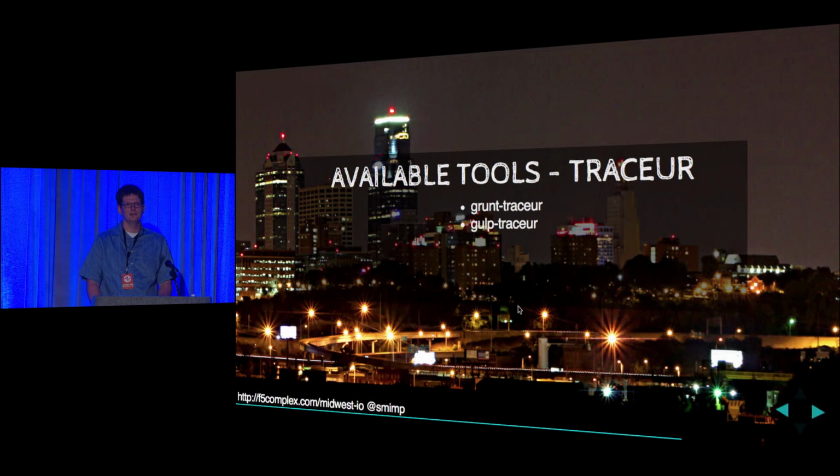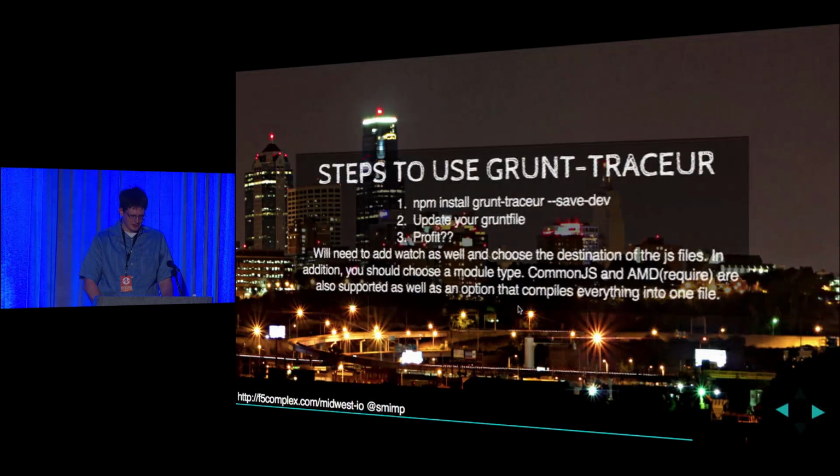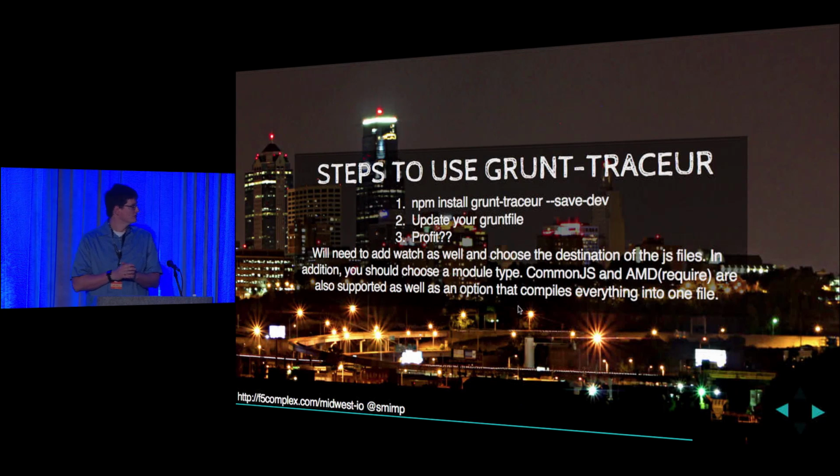All the Angular tools seem to use Gulp Traceur, and Angular is really doing a lot of their development for version 2, all of it in ECMAScript 6, and they're using the Traceur compiler for now. In the future, when it's available natively in the browsers, we'll switch to that. Here are the steps to use Grunt Traceur: install it, update your grunt file, add a watcher, and you're pretty much there.